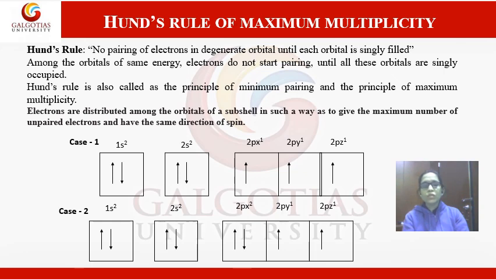That means electrons are distributed among the orbitals of a subshell in such a way that gives the maximum number of unpaired electrons with the same direction of spin. So see here, there are total 7 electrons. How can we arrange 7 electrons for a nitrogen atom? You know the atomic number is 7. So how can we arrange the electrons in different orbitals?